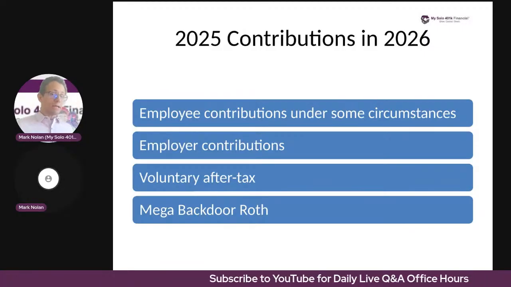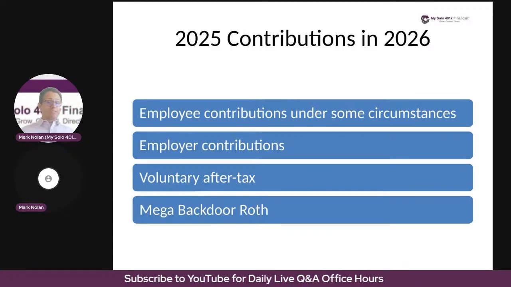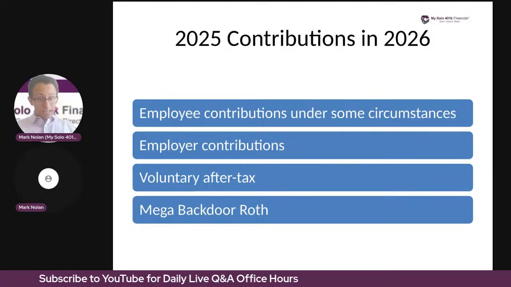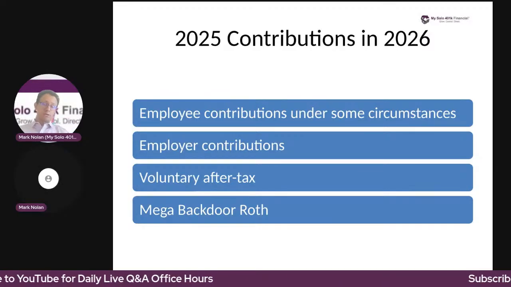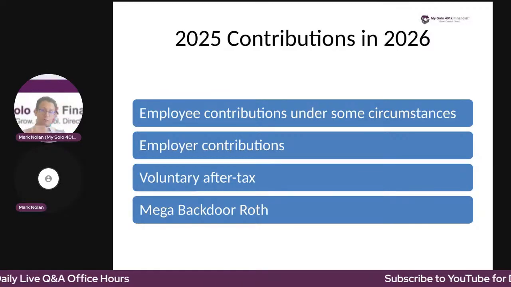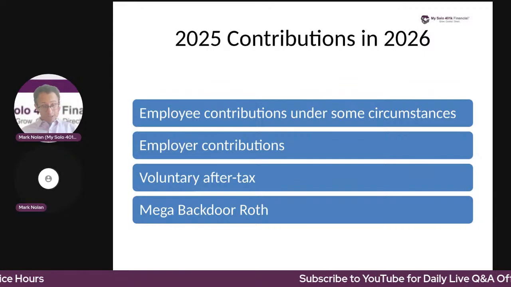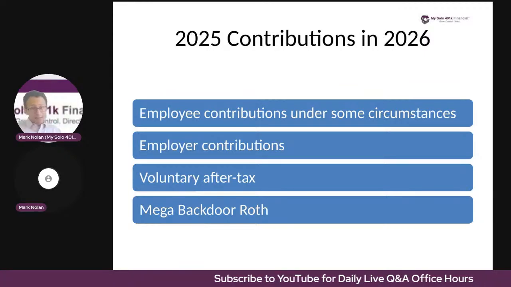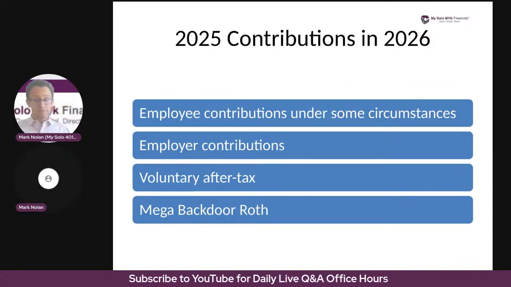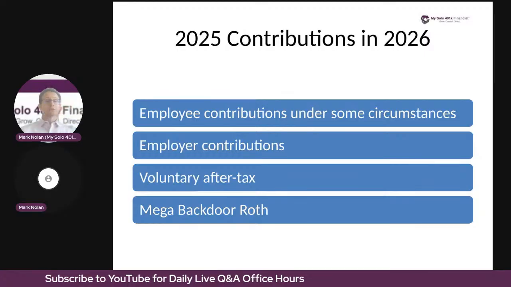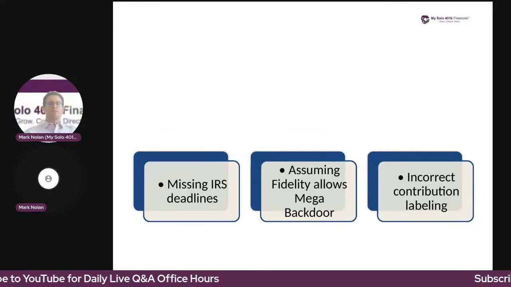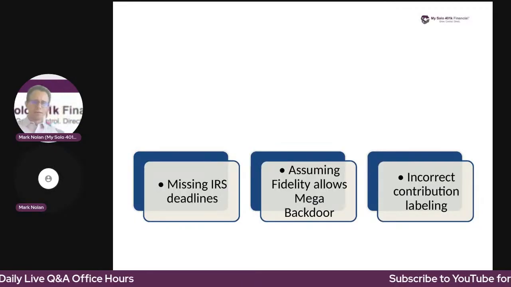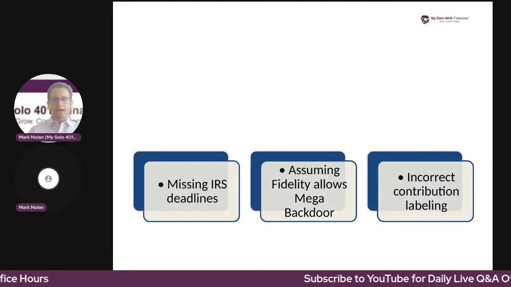You're going to be able to make employer contributions and voluntary after-tax contributions here in 2026 for tax year 2025 if you open that solo 401k plan here in 2026 by the business tax return due date plus timely filed extension. And then you can also perform the Mega Backdoor Roth solo 401k strategy. So you want to be aware of those deadlines.